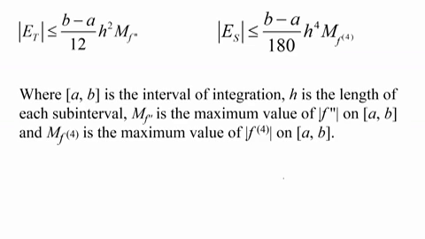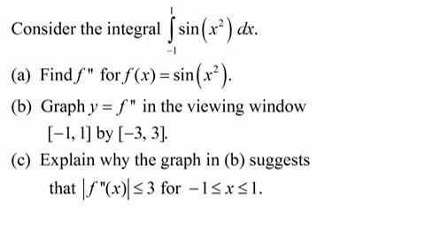Let's try an example. Consider the definite integral from -1 to 1 of sine x squared dx. Part A, find the second derivative of f for f of x equals sine x squared. Part B, graph y equals the second derivative of f in the viewing window -1 to 1 by -3 to 3. And Part C, explain why the graph in B suggests that the absolute value of the second derivative of f is less than or equal to 3 for x values between -1 and 1 inclusive.